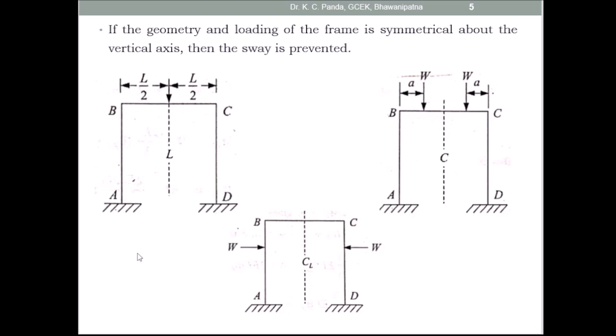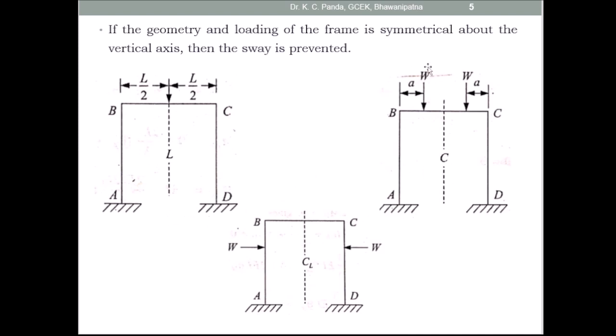And look at this figure. Here the load is present at the midpoint of the beam. This frame is symmetrical as far as the loading is concerned. So this is symmetrical loading. So here this is the case of the non-sway frame.